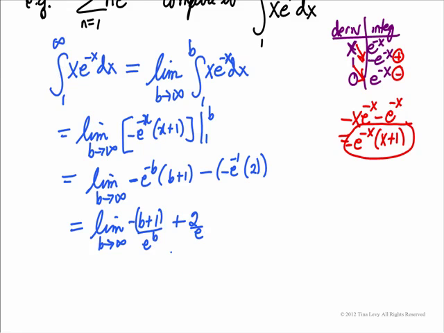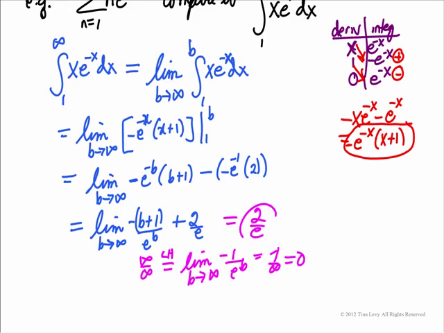And now, of course, we're going to do L'Hopital's rule for this. This is infinity over infinity. So by L'Hopital's rule, we're looking at the derivative of negative b plus 1, which is negative 1, over e to the b. Negative 1 over infinity just becomes 0. So our final answer is 2 over e. Because that's finite, that means it converges. So therefore, my original series, n e to the negative n, also converges.